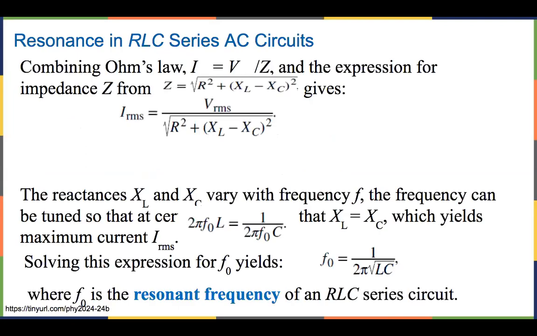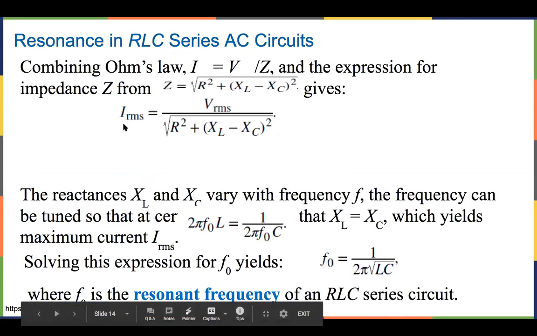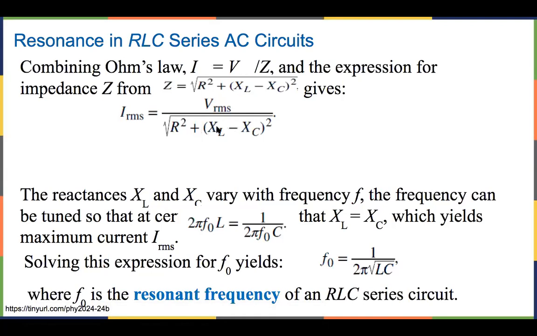Then using Z, we can calculate the root mean square current of the circuit as a whole. In this equation you can see I can be calculated as V over Z, the impedance. Now XL is equal to 2 pi F L, and XC is equal to 1 over 2 pi F times C. So R is constant, XL is a function of frequency, and XC is also a function of frequency.